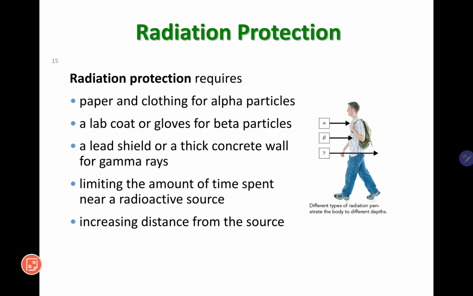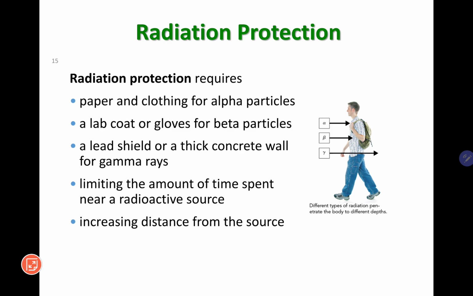But protecting yourself from gamma radiations is very hard. Why? Because they have no charge, no mass, so they are extremely high in energy. If you want to get protected or shielded from gamma radiations, you need a good barrier, a thick concrete wall or something like a thick lead shield.